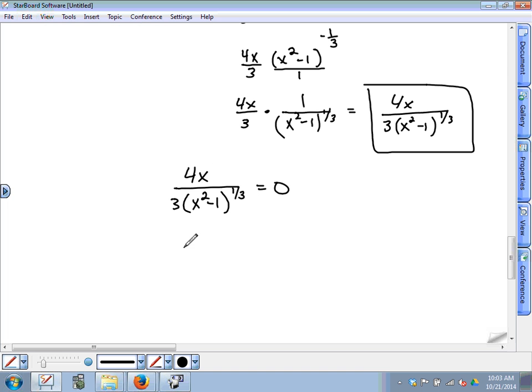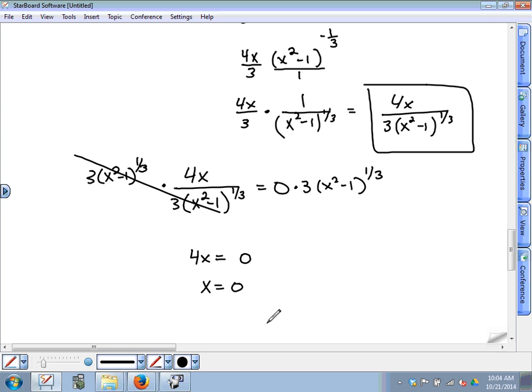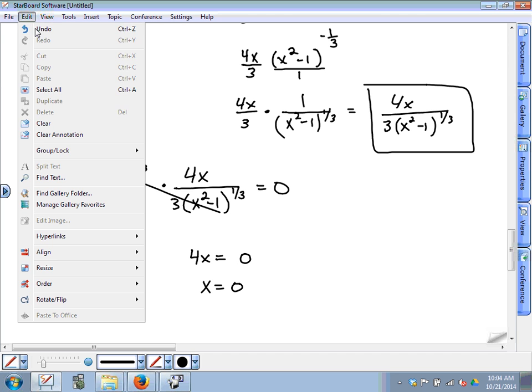Here's another way. If I don't like having the fraction, what if you just multiplied by 3 times x squared minus 1 to the 1/3 on both sides? Doesn't that cancel out the fraction over there? Yeah. So now you just have 4x equals 0. So x has to equal 0. Here's a third way. Let me erase all of this. This way is probably the best way.